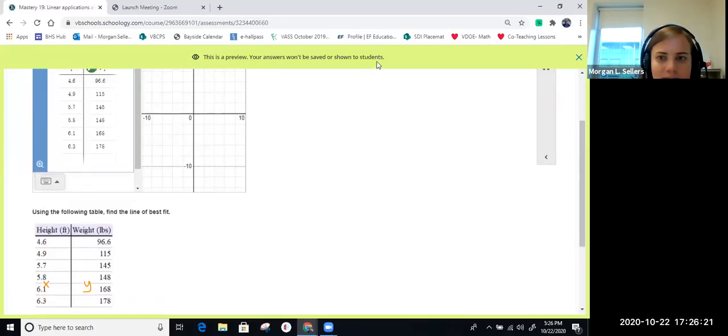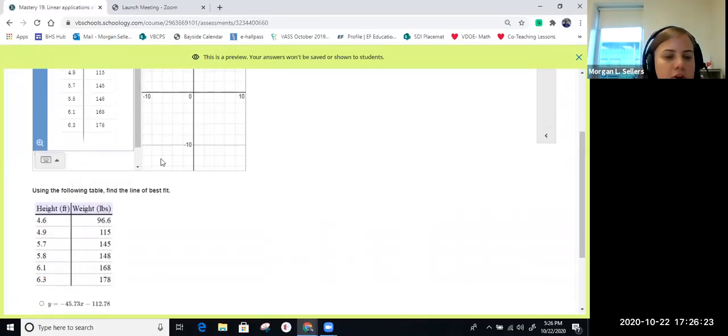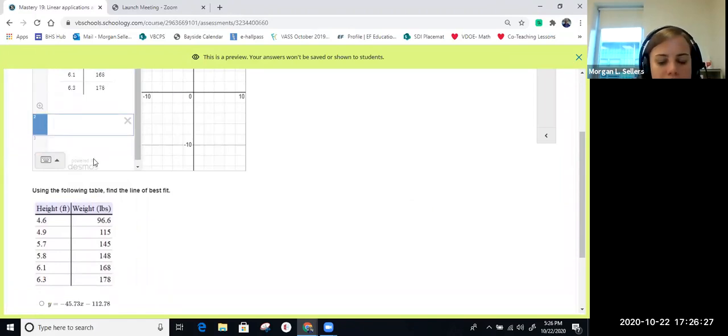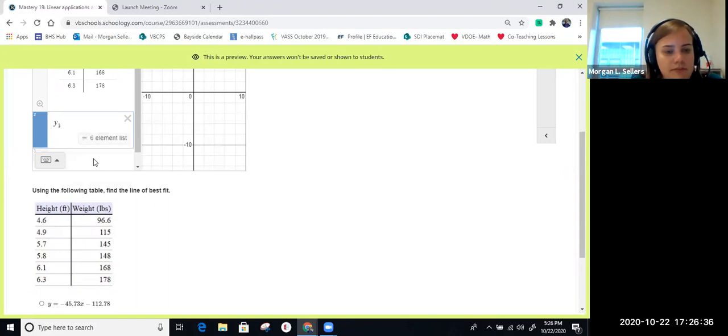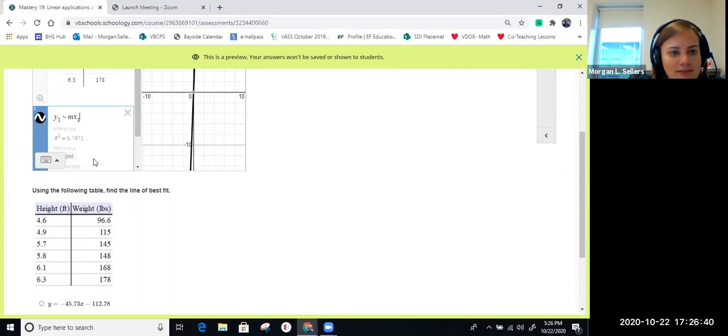all right, so then you go to another line, and that's when we're going to put in that equation that we were using in the last mastery. It's the Y1 squiggly mx1 plus b.